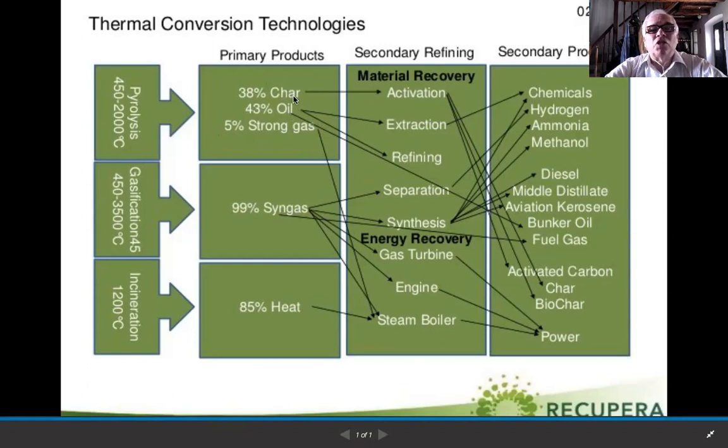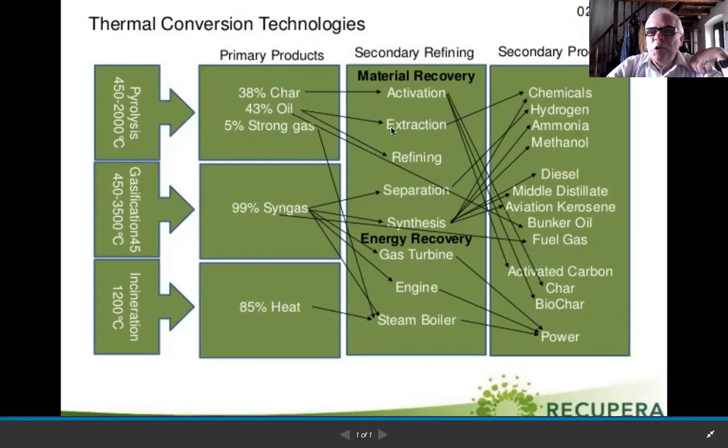But I see here what you can do with this procedure. Of course, the char can go to activation, and then you have char, biochar, activated carbon. These are interesting materials out of pyrolysis. With the pyrolysis oil, you can, of course, extract whatever substance you have there, and then you have chemicals.